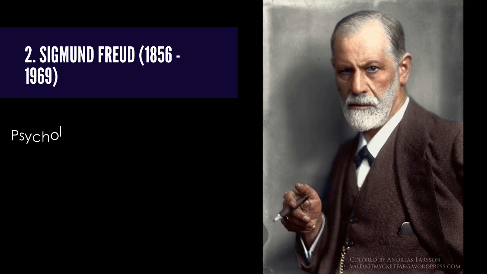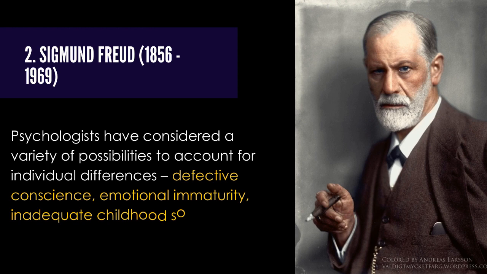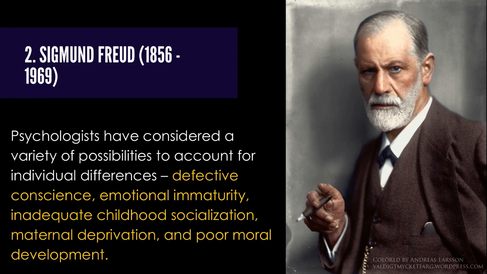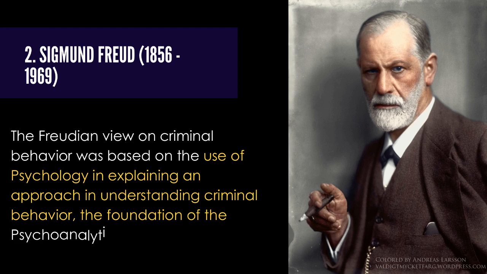2. Sigmund Freud, 1856-1939. Psychologists have considered a variety of possibilities to account for individual differences: defective conscience, emotional immaturity, inadequate childhood socialization, maternal deprivation, and poor moral development. The Freudian view on criminal behavior was based on the use of psychology in explaining an approach in understanding criminal behavior, the foundation of the psychoanalytical theory.